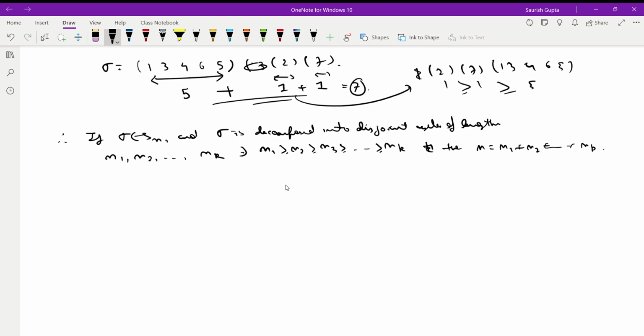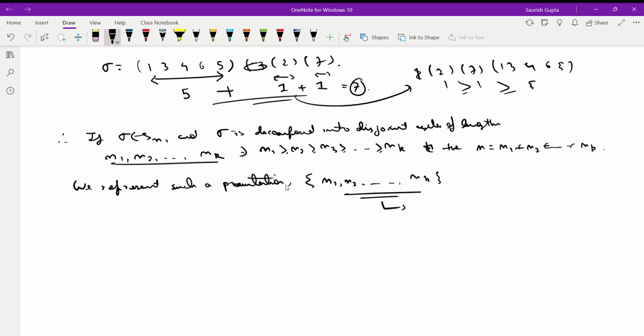We represent such a permutation, which can be decomposed into disjoint cycles of lengths n1 till nk, such that n1 is greater than or equal to n2, greater than or equal to n3 till nk, so that obviously n is the summation of n1 till nk, as n1 n2 till nk. This is also one form of writing a cycle decomposition, in terms of its lengths, which gives a partition of n.